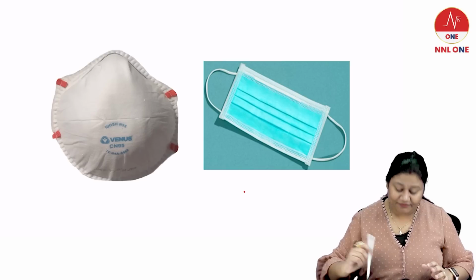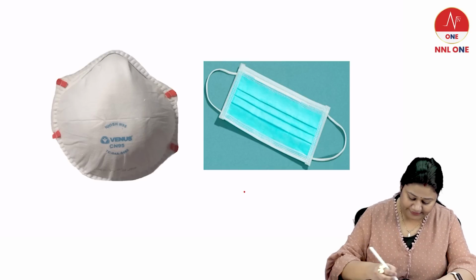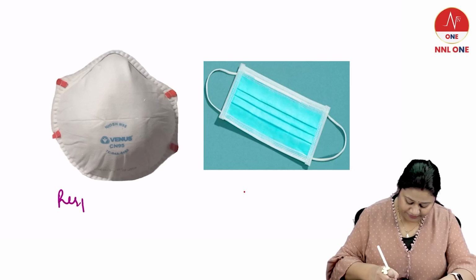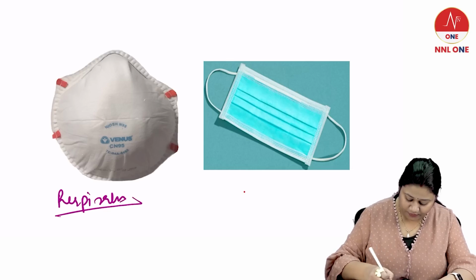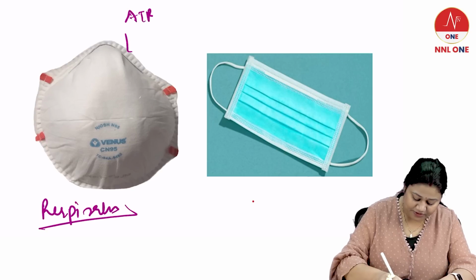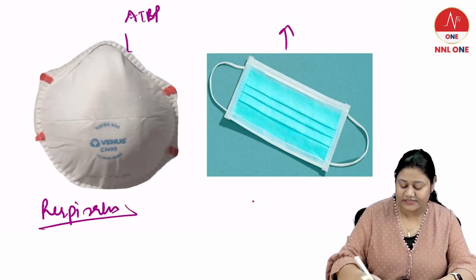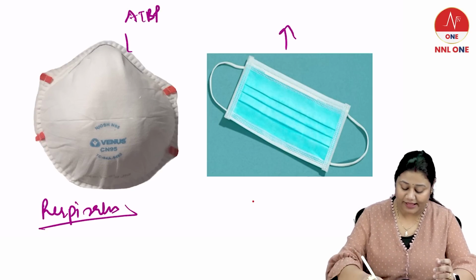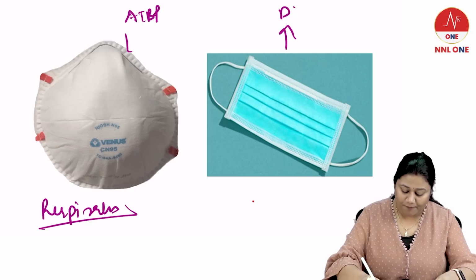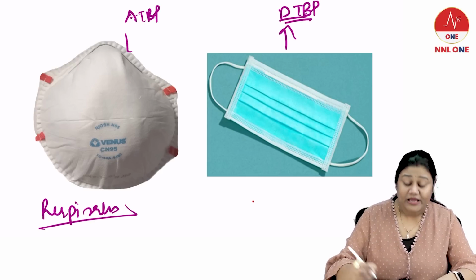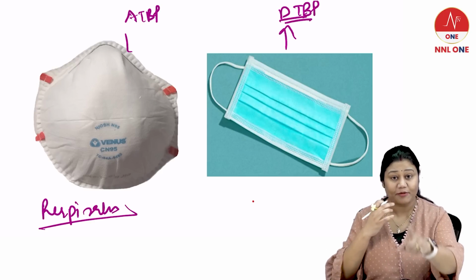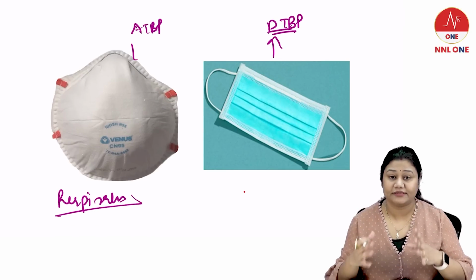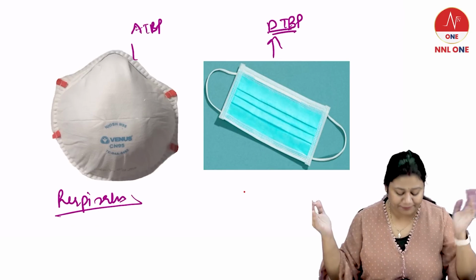Now let us quickly have IBQ session, very important. Yes, this is your respirator. Yes, very good, that we are using in airborne transmission based precaution. And this is your surgical mask that you all know, and that we have used under the droplet transmission based precaution. Surgical mask, what is the other name of surgical mask? Yes, tell me, what is the other name? It is triple layer mask.